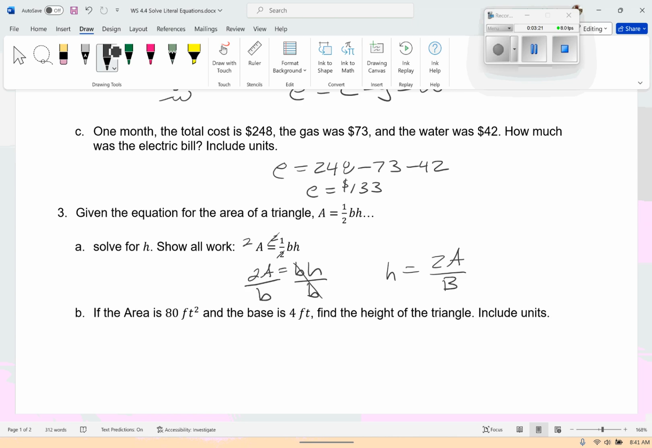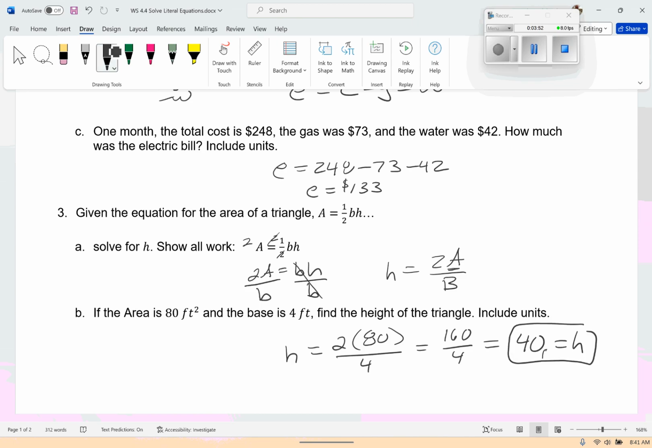Then they tell us the area is 80. Area is A, 80 square feet. The base is 4. Base is b. So find the height. Okay, so the height is equal to 2 times the area, 80, divided by b, which is 4. So if you do this math, 2 times 80 is 160, and 160 divided by 4 on a calculator is 40. So the height of this triangle is 40 feet.